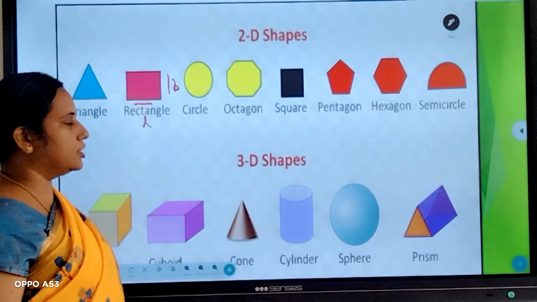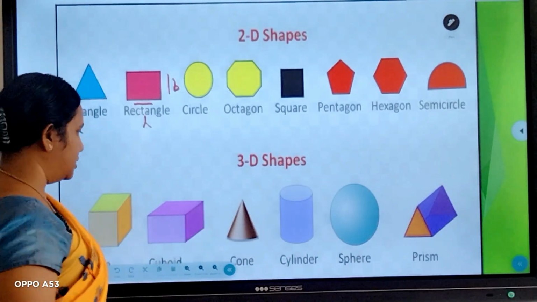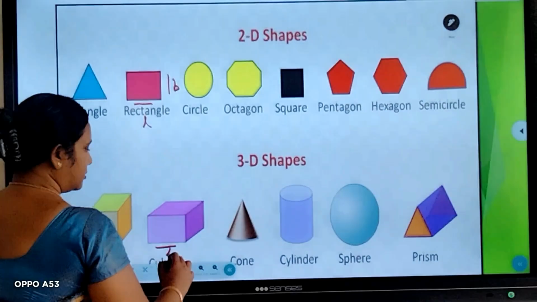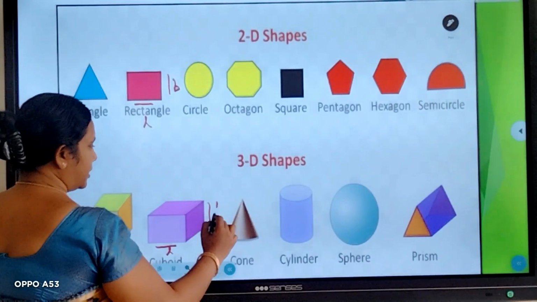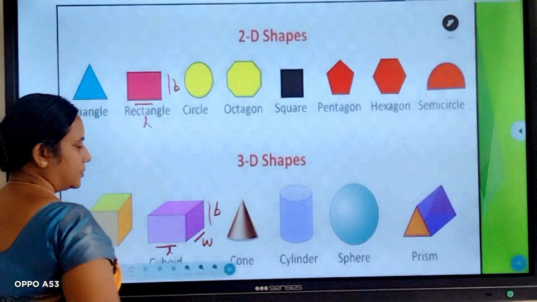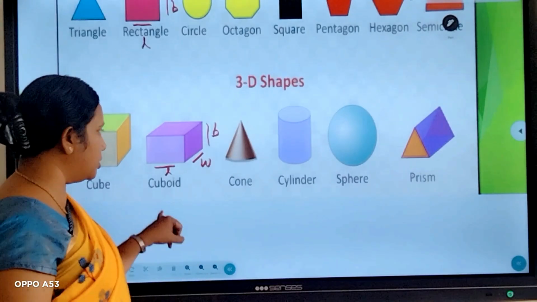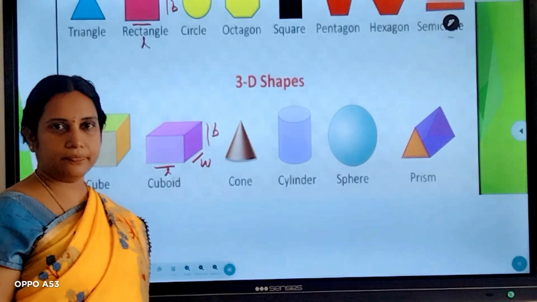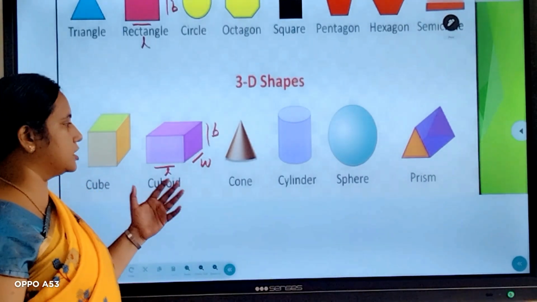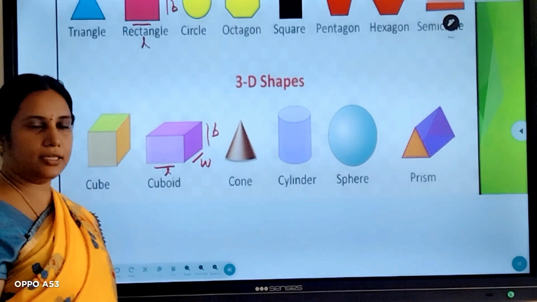And coming to the 3D shapes, it has three dimensions. It will have length, breadth and also width. Okay, it has three dimensions which will be your length, breadth and width. Okay children, so this is the difference between the 2D shapes and 3D shapes.